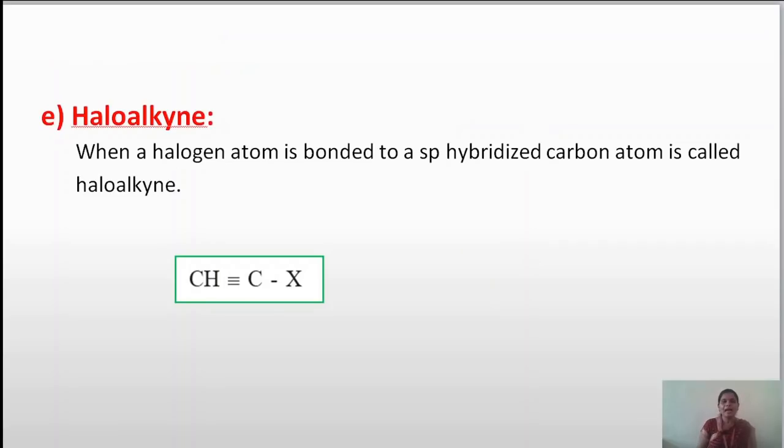Next is haloalkyne. When the halogen atom is bonded to an sp hybridized carbon atom, that is a triply bonded carbon atom, then that type is known as the haloalkyne. Now in this example, CH≡CX, this halogen atom is bonded to this sp hybridized carbon atom. So this type is known as the haloalkyne. The required condition to be a haloalkyne is that the halogen atom must be bonded to an sp hybridized carbon.